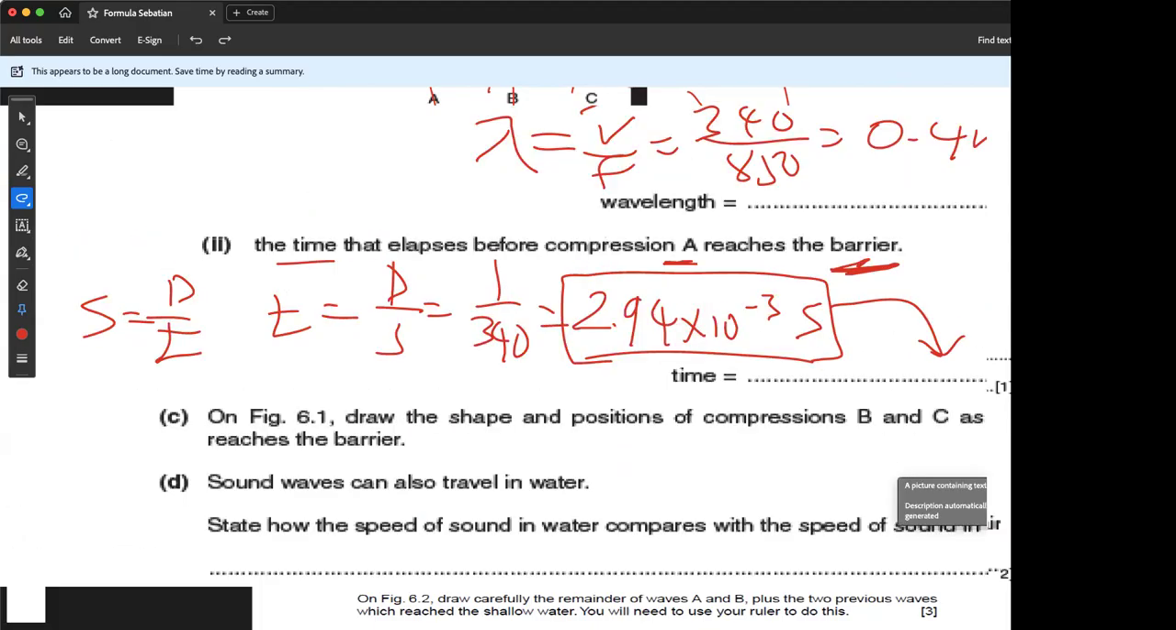I want to ask you guys this one. Speed of sound in water compared to speed of sound in air. What do you write?